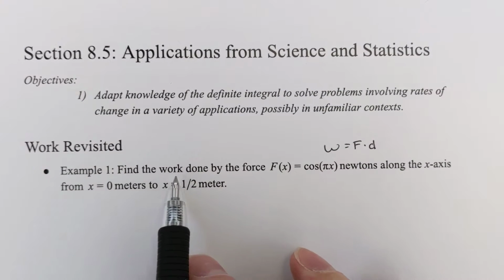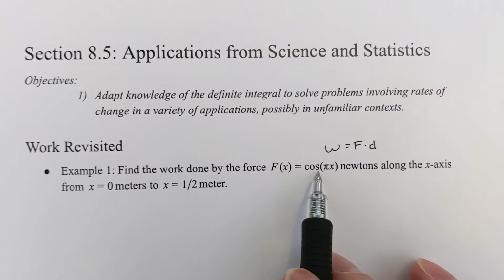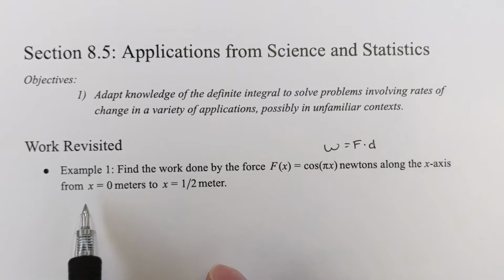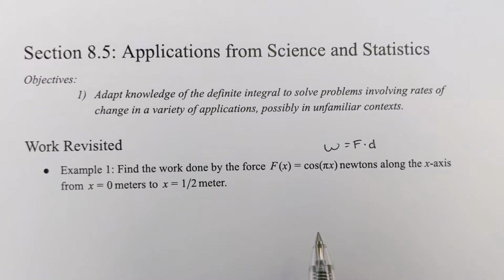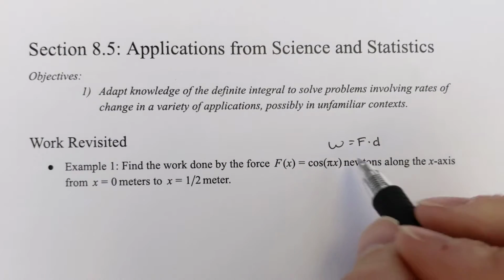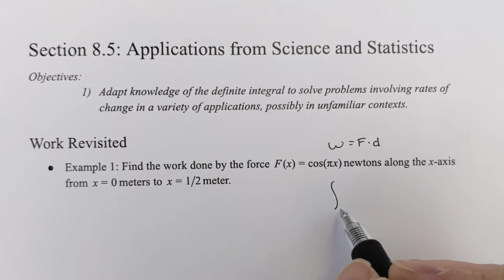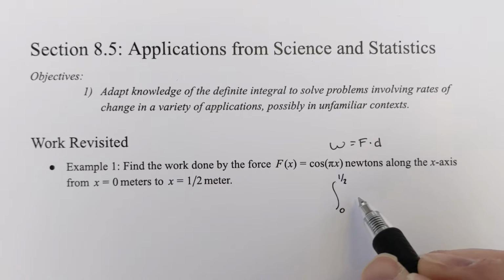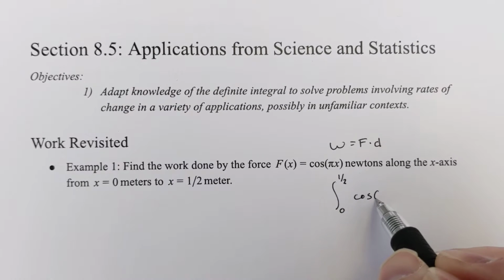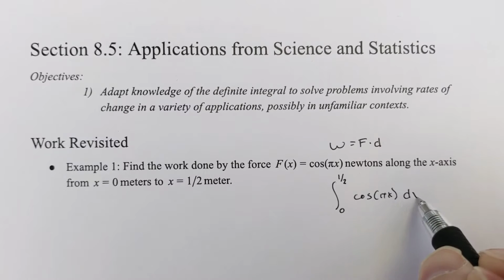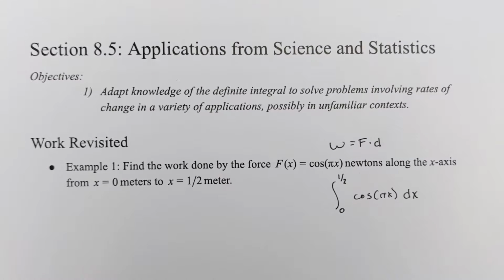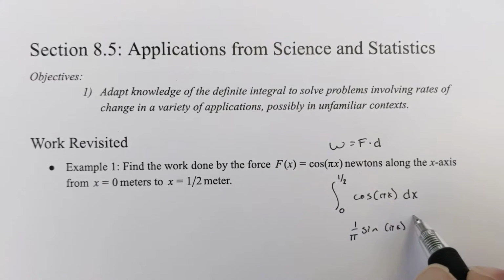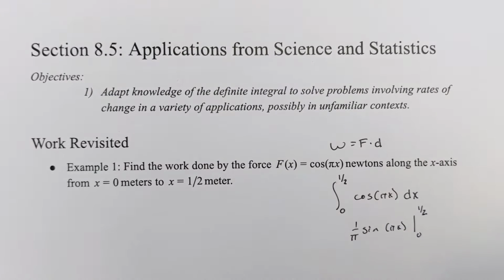So example 1, find the work done by the force F of x equals cosine pi x newtons along the x-axis from 0 to 1/2 meter. So since our force is variable, I have to use an integral. So I'm going to start at 0, move it to 1/2. And then my work force function is cosine of pi x. And I just need to evaluate this. So this is going to be sine of pi x, 1 over pi out front, evaluated from 0 to 1/2.